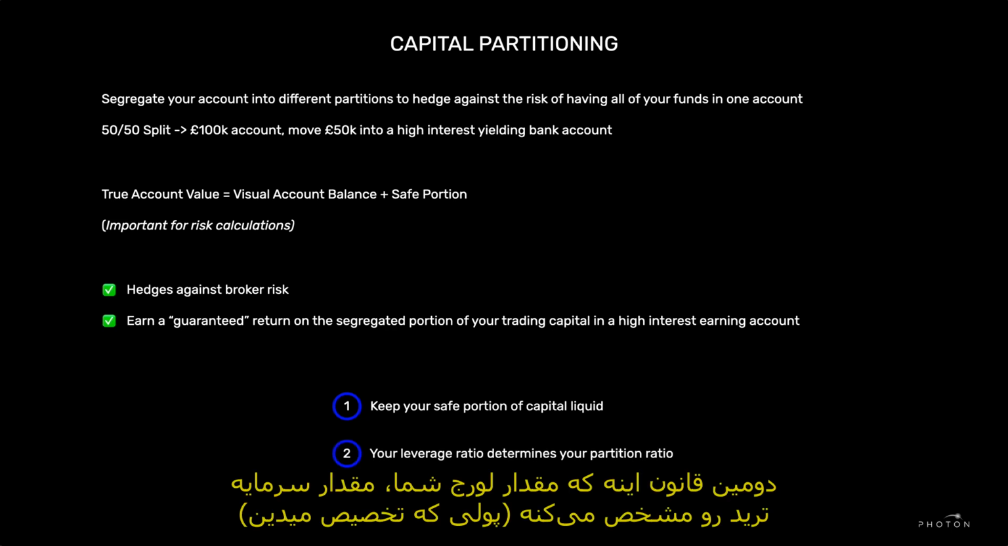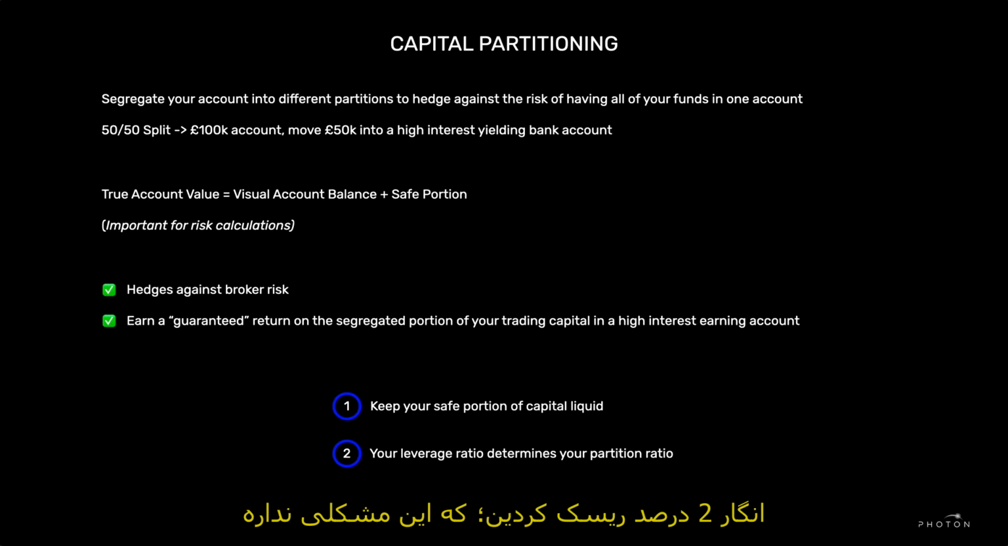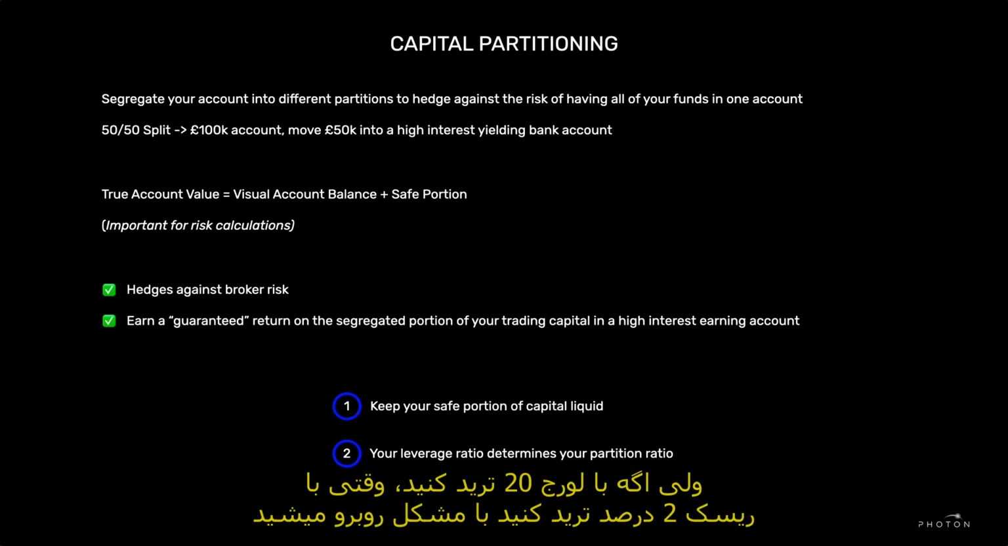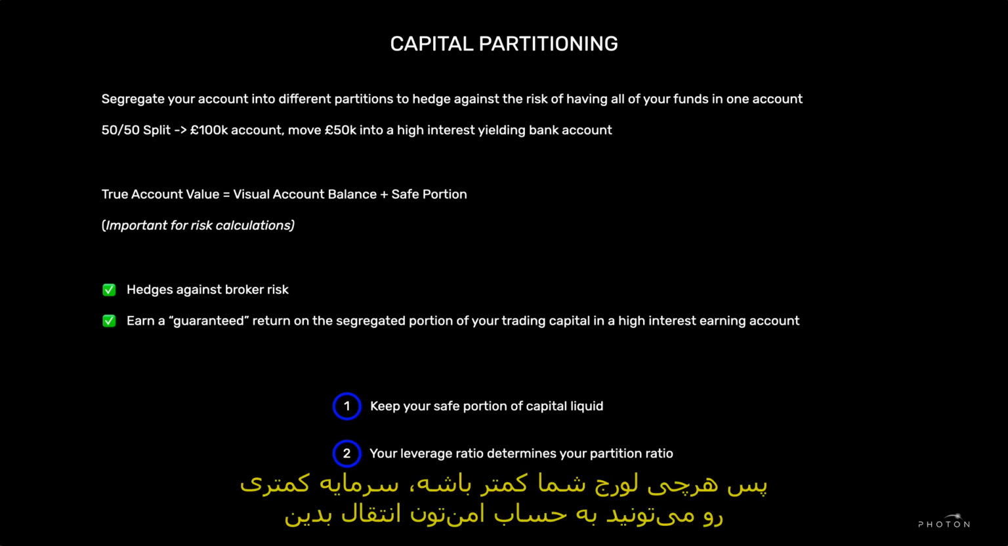Now, the second rule is that your leverage ratio determines your partition ratio. Because if you trade 100 to 1 leverage, then you only ever engage a very small amount of capital, and risking a 2% position is no problem. But if you only trade, say, 20 to 1 leverage, then you can start to run into some trouble when you're risking 2% across multiple positions simultaneously. And the lower your leverage, the lower the amount you'll be able to pull out to your safe portion in another account.